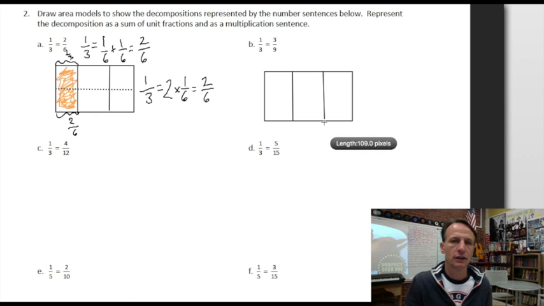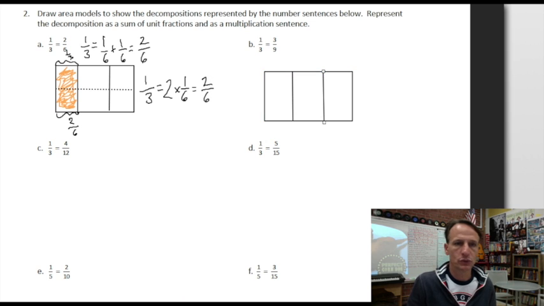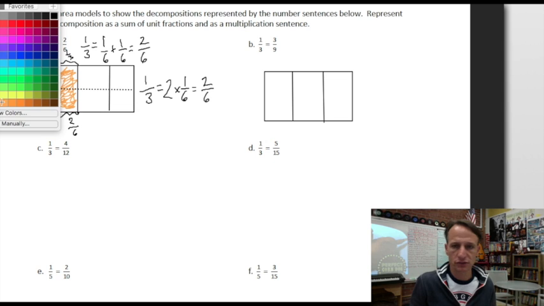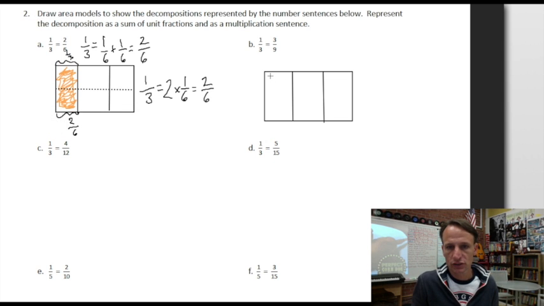All right, and now I want to get my orange, and I'd actually encourage you, if you feel like it, to use a colored pencil, a light colored pencil, to shade these in. Makes it a lot easier to see what you're doing. All right, and now I need to make some partitions.